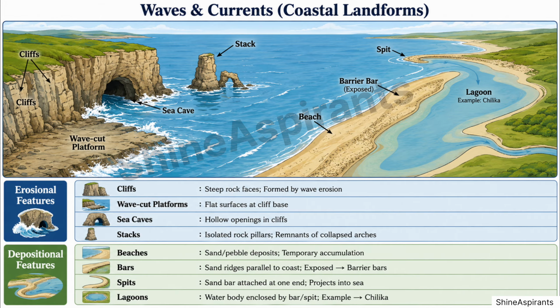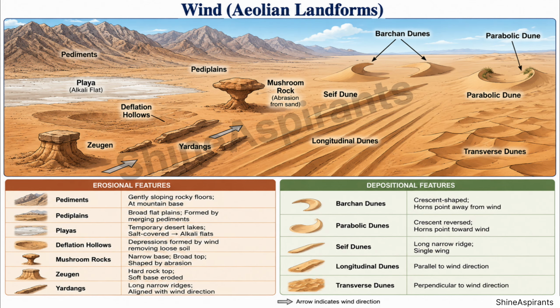Depositional features. Beaches: sand and pebble deposits, temporary accumulation. Bars: sand ridges parallel to coast, exposed barrier bars. Spits: sand bar attached at one end, projects into sea. Lagoons: water body enclosed by bar or spit. Example: Chilika Lake.